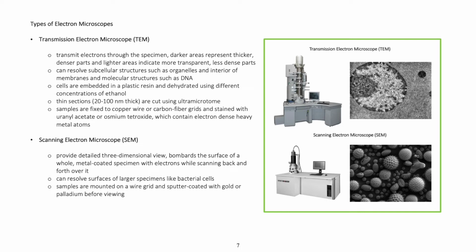Scanning electron microscope, SEM. Provides a detailed three-dimensional view. Bombards the surface of a whole, metal-coated specimen with electrons while scanning back and forth over it. Can resolve surfaces of larger specimens like bacterial cells. Samples are mounted on a wire grid and sputter coated with gold or palladium before viewing.